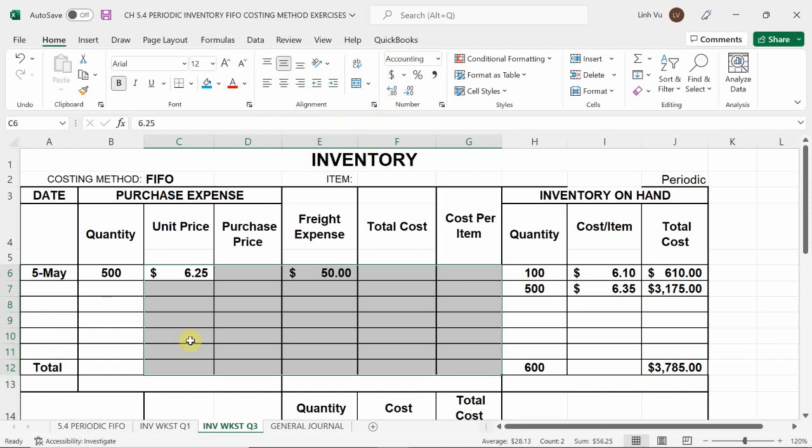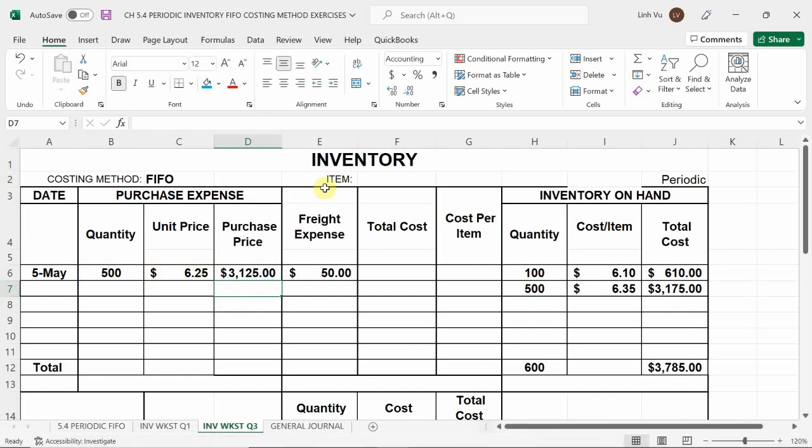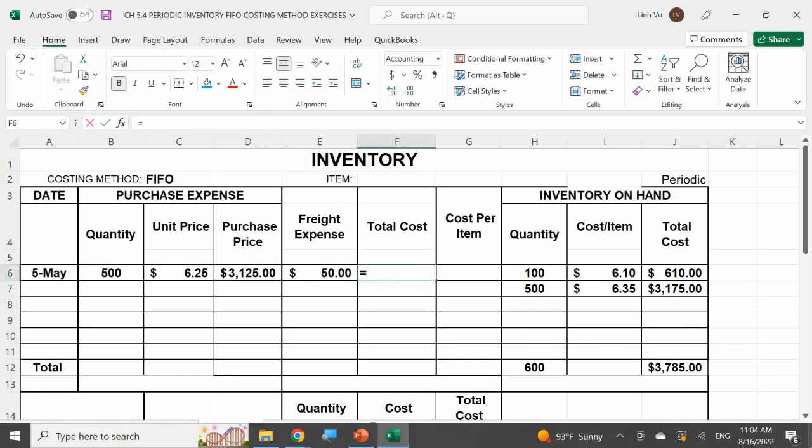Okay, so in this case, purchase price, right, it's going to be your quantity of 500 times the unit price of $6.25 each, which gives you a total of $3,125. Total cost is going to be your purchase price plus your freight of $50, giving you a total of $3,175. And then the cost per item is going to be the $3,175 divided amongst the 500 units, which in this case gives you $6.35. So in this case, boom.